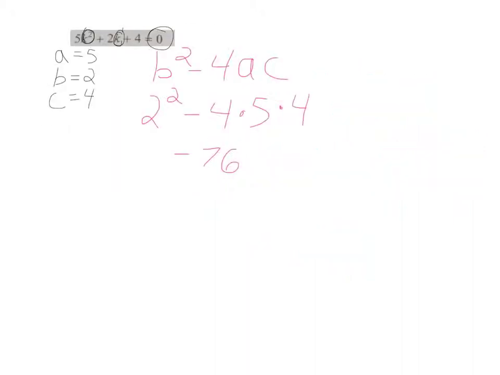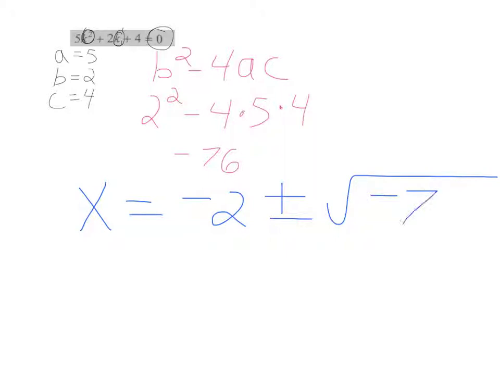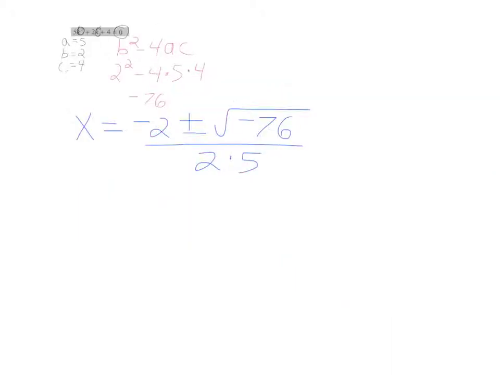Once I have the discriminant, I can go ahead and plug in everything into the quadratic formula, which goes as follows. X equals opposite your b, plus or minus radical your discriminant, all over 2 times your a. Once I plugged everything in, I will go ahead and start to simplify my equation.